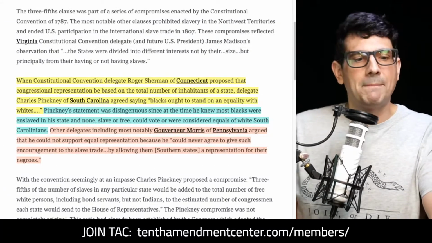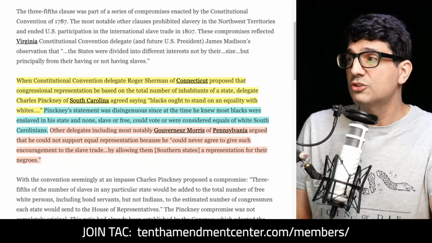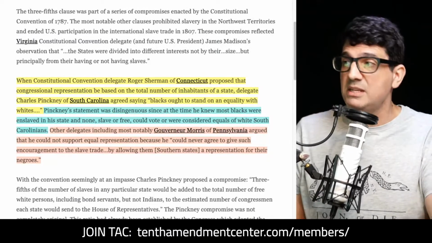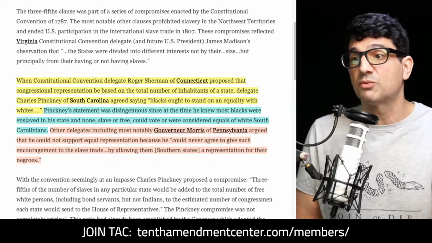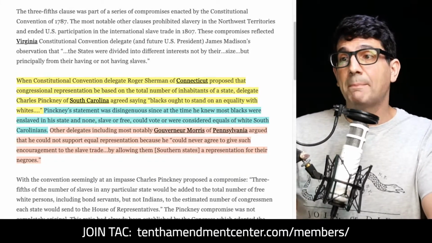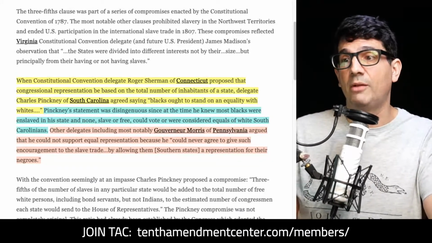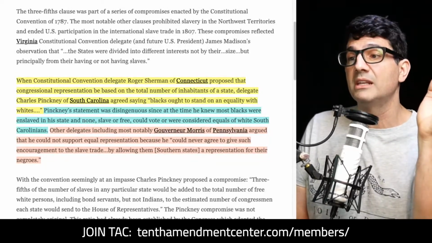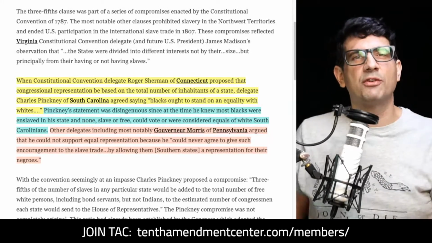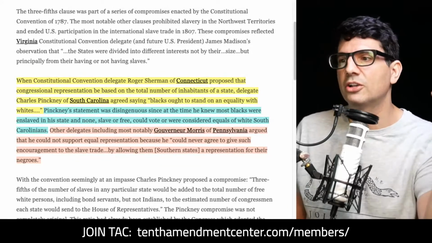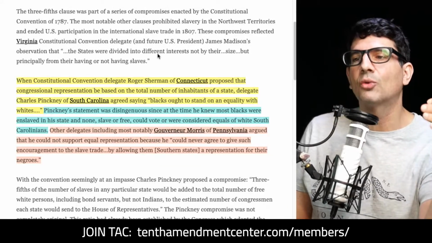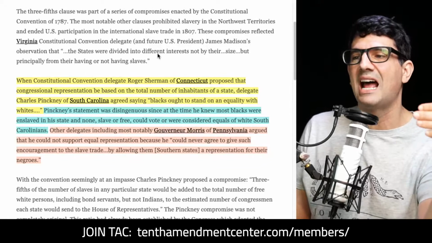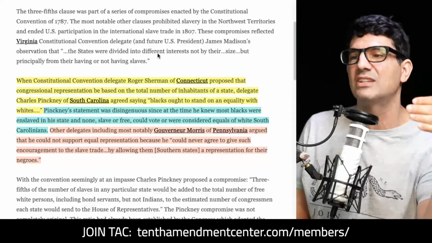Here from blackpast.org. Really interesting overview of it. I think maybe some of the details might be a little off, but this is really good info here. Blackpast.org, I will link to this as well. They say, when Constitutional Convention delegate Roger Sherman of Connecticut, and here's the difference between Wilson and Sherman that I was talking about earlier just briefly, proposed that congressional representation be based on the total number of inhabitants of a state.